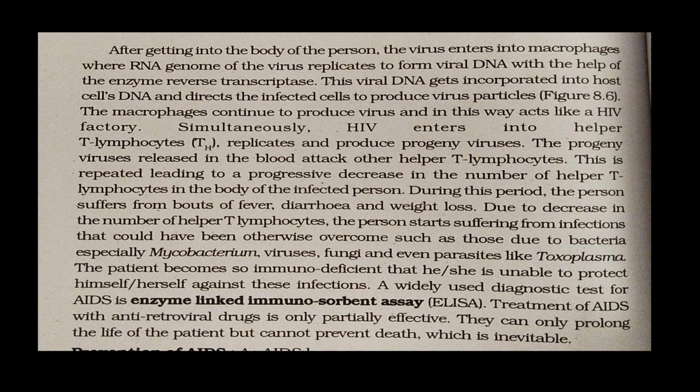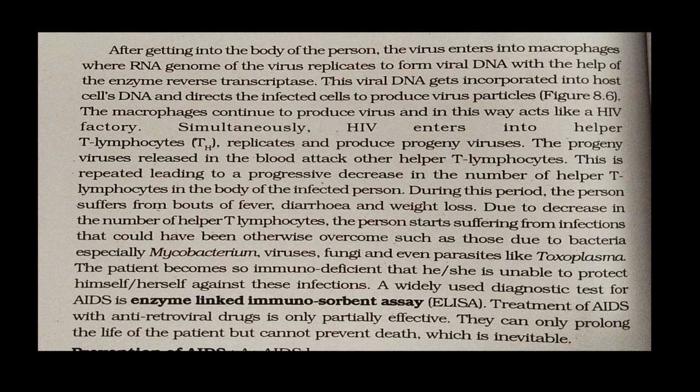Simultaneously, HIV enters into helper T lymphocytes (Th), replicates and produces progeny viruses. The progeny viruses released in the blood attack other helper T lymphocytes. This repeatedly leads to a progressive decrease in the number of helper T lymphocytes in the body of the infected person. During this period, the person suffers from bouts of fever, diarrhea, and weight loss.